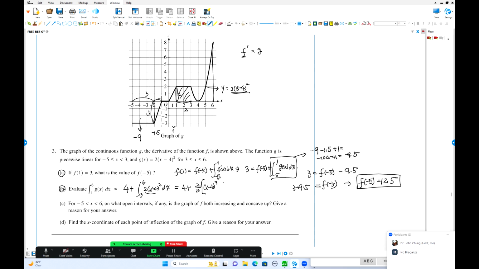You can take the constant out. Integral from 3 to 6. So 4 plus 2/3, inside the parentheses, what is that? Put the number 6 there first: 6 minus 4 is 2, 2 cubed is 8. And minus 3 minus 4 is negative 1, cubed is negative 1. So inside is 9, okay? So 4 plus 2/3 times 9, which is 6. So 4 plus 6 is what? 10. That is the value of this one, okay?